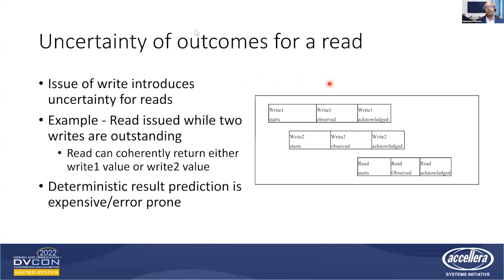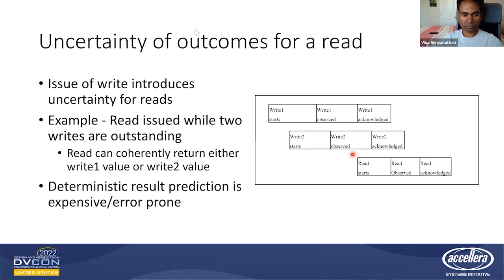This slide explains why some read outcomes can be uncertain. In this case, there are two writes outstanding simultaneously and a read that is outstanding in parallel with the two writes. The read could coherently return either the value of write 1 or the value of write 2 because both are active at the time the read is issued. Coherency rules cannot help us determine whether the write 1 value or the write 2 value should be returned by the read. Therefore, by definition, the value that is returned by the read is uncertain, and it could be either of those two values.